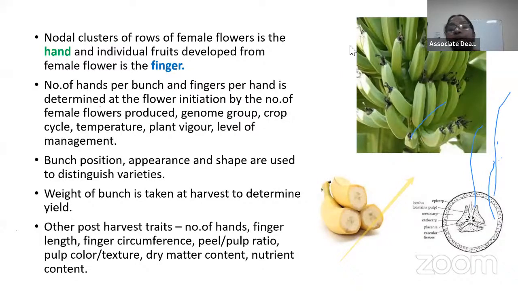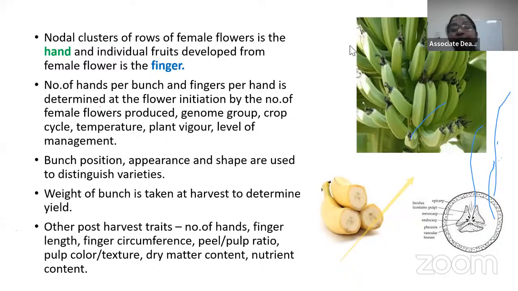And as I told you, these nodes present here are the nodal clusters of these rows of female flowers, which is known as the hand, and the individual fruits develop from the female flowers. Each individual flower develops into a fruit, which is known as the finger.